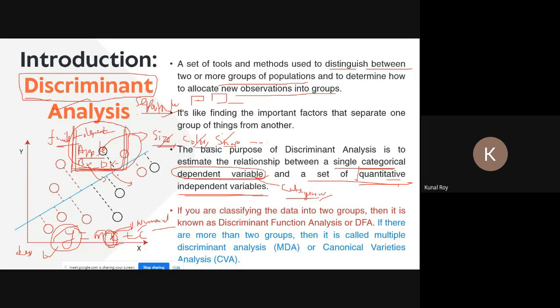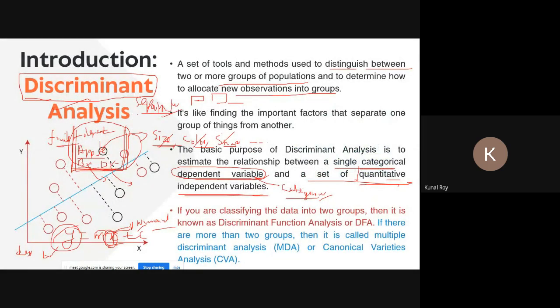So that's why the basic approach behind discriminant analysis is that we first distribute the population into some classes. Those classes can be one independent variable also, or multiple independent variables also. So depending upon the situation we are facing, we can use this discriminant analysis.